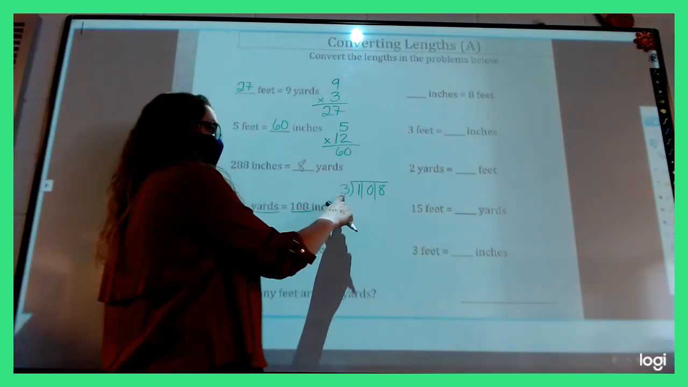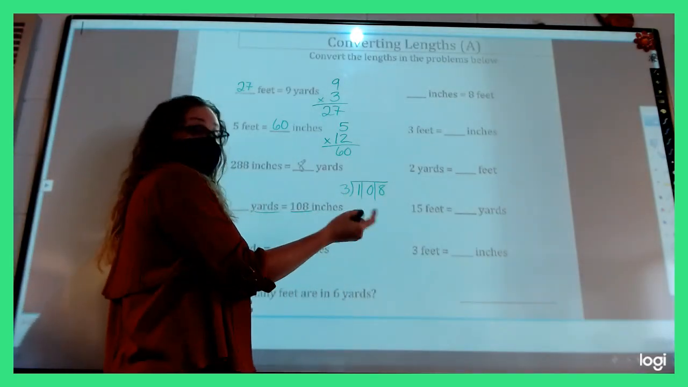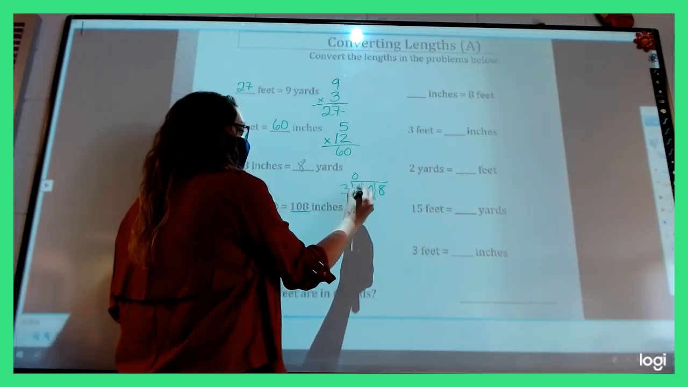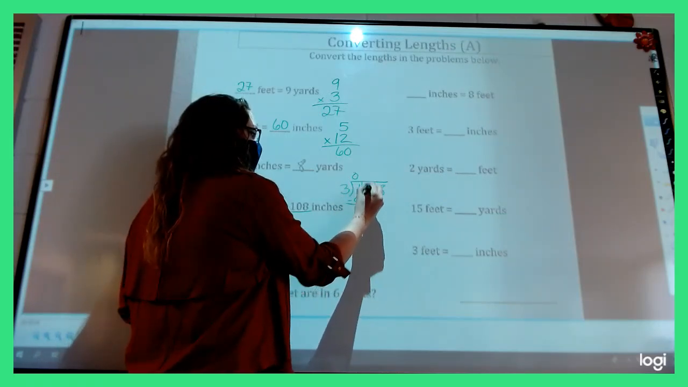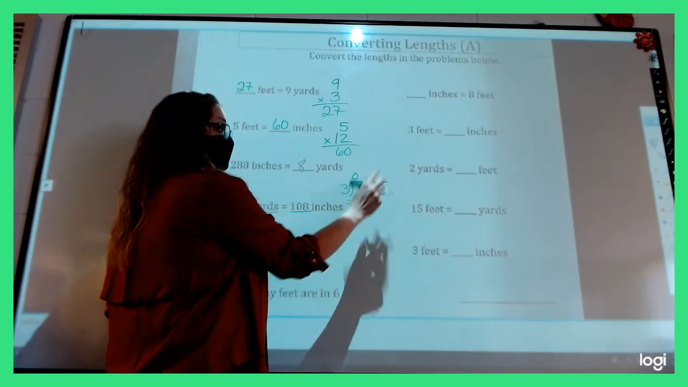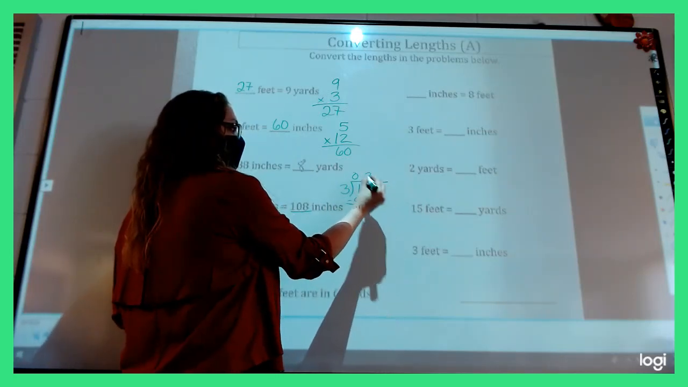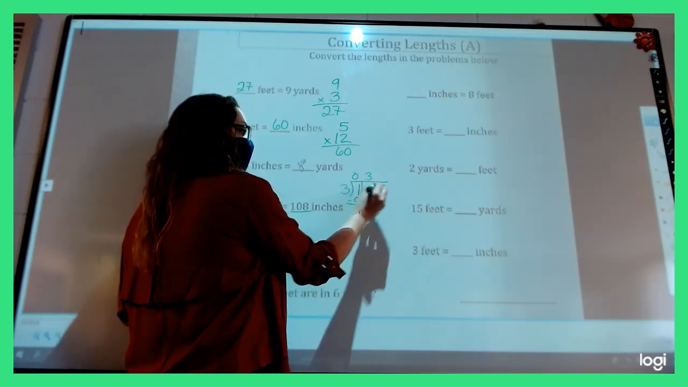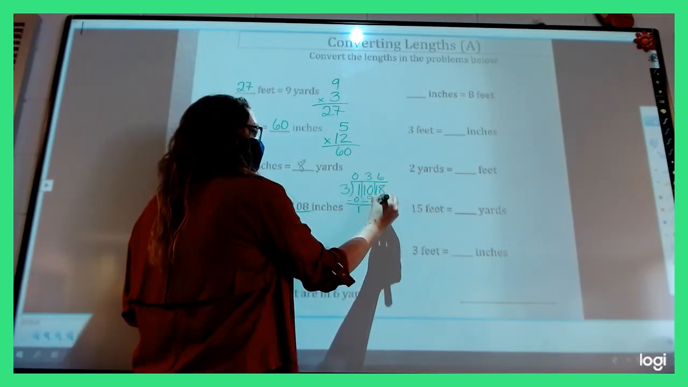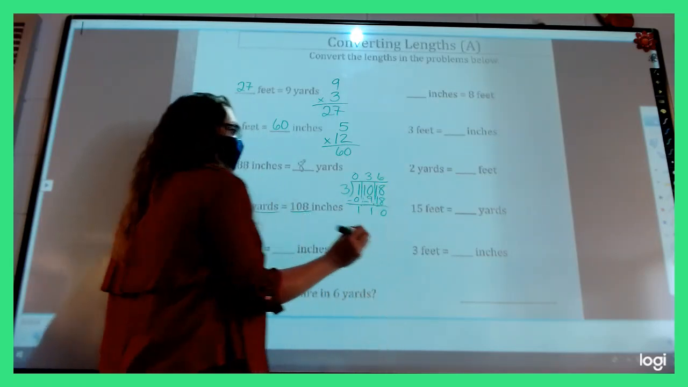All right, let's go through it together real quick. 3 will not go into 1, right? So it's a 0. 0 times 3 is 0. 1 minus 0 is a 1. Send it on a vacation. 3 goes into 10 3 times without going over. 3 times 3 is 9. Send my 1 on vacation. 3 into 18 6 times. All right, I got 36.